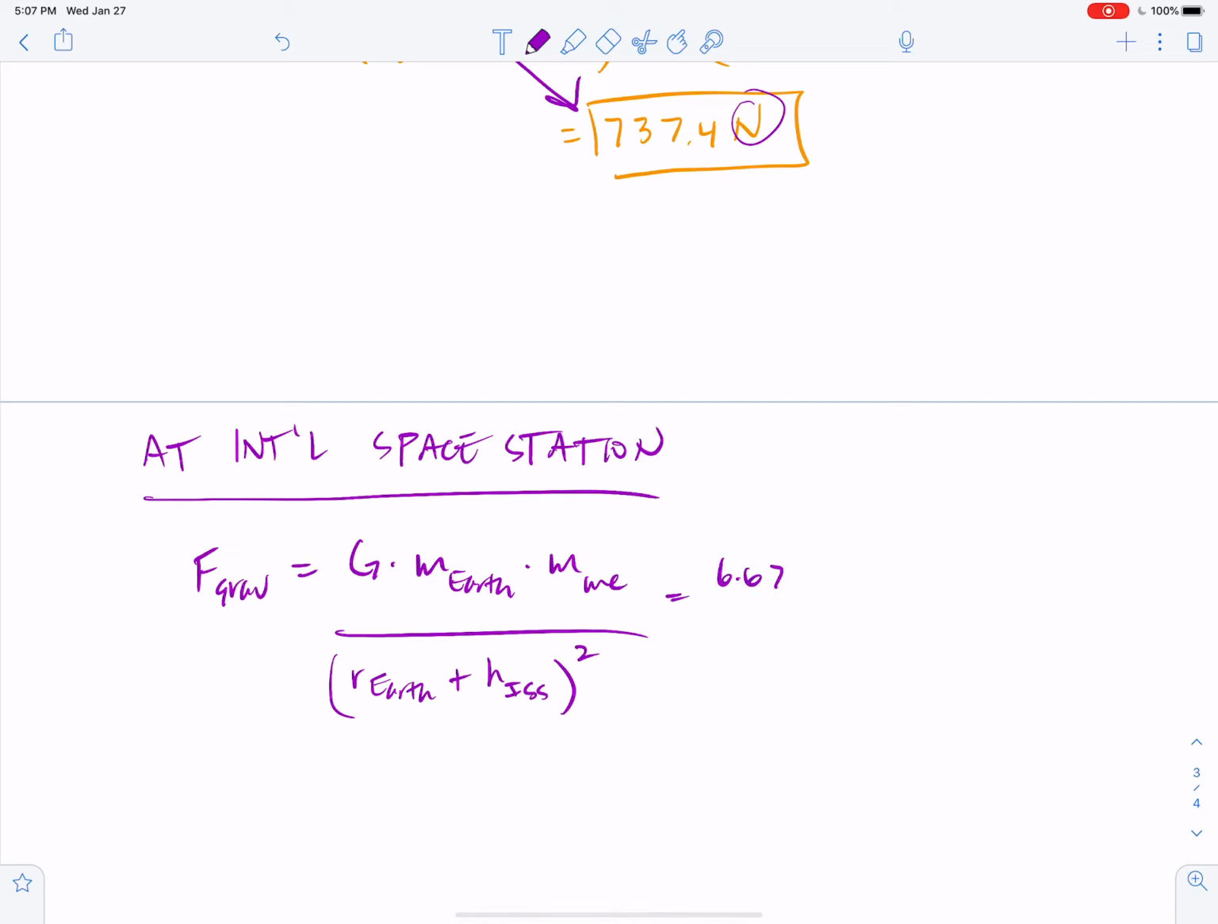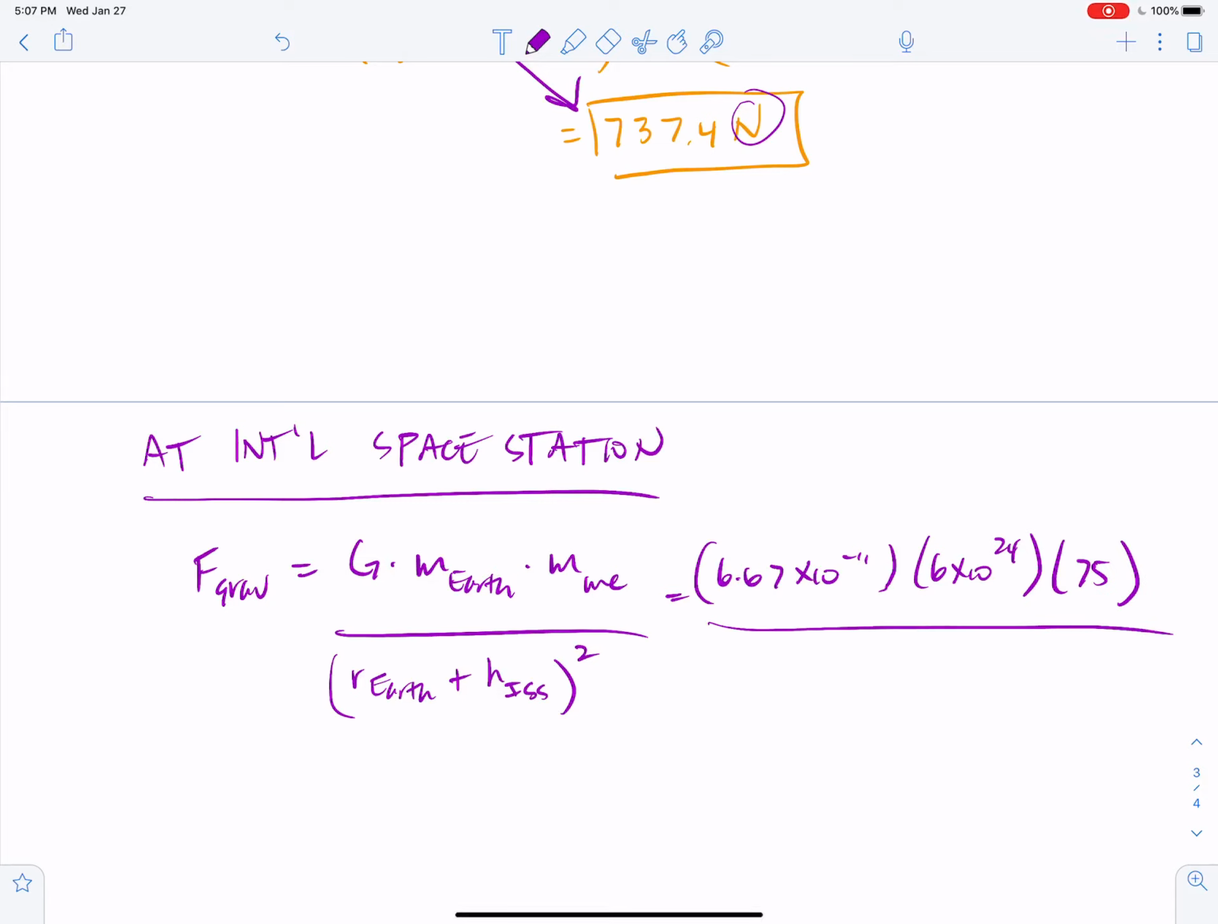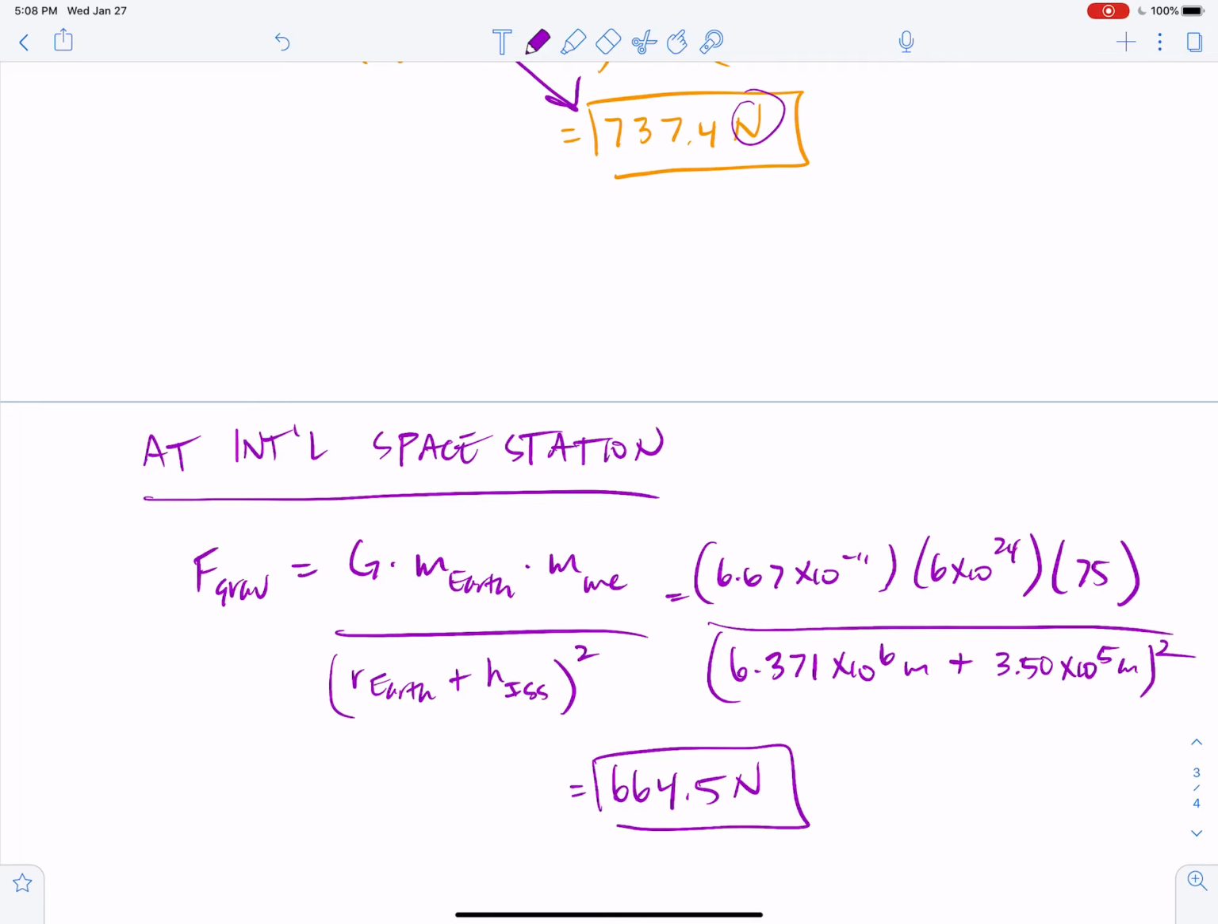This is the 6.67 times 10 to the minus 11. The mass of Earth is still 6 times 10 to the 24 kilograms. Mass of the person is still 75 kilograms. Radius of the Earth is 6.371 times 10 to the 6th meters, plus the height of the International Space Station, which is 3.50 times 10 to the 5th meters. Okay? Squaring that in the denominator. If you do the calculator work correctly, you will get 664.5 newtons.